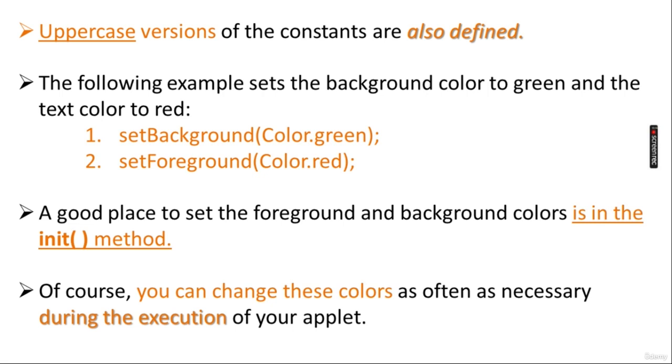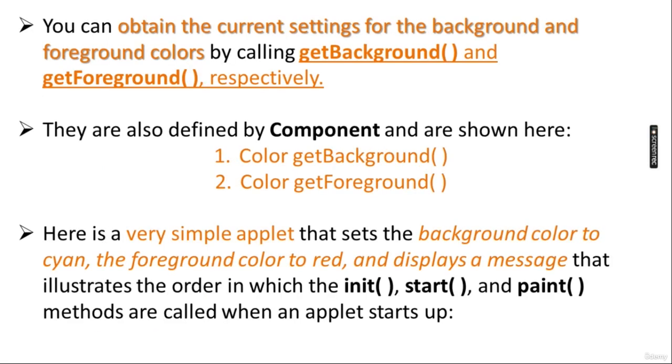A good place to set the foreground and background colors is in the init method. So whenever you initialize the applet, you set the background and foreground colors. You can change these colors as and when necessary during execution, as many times as you want. You can obtain the current settings for the background and foreground color by calling getBackground and getForeground respectively. getBackground will give you the background color and getForeground will give you the foreground color.